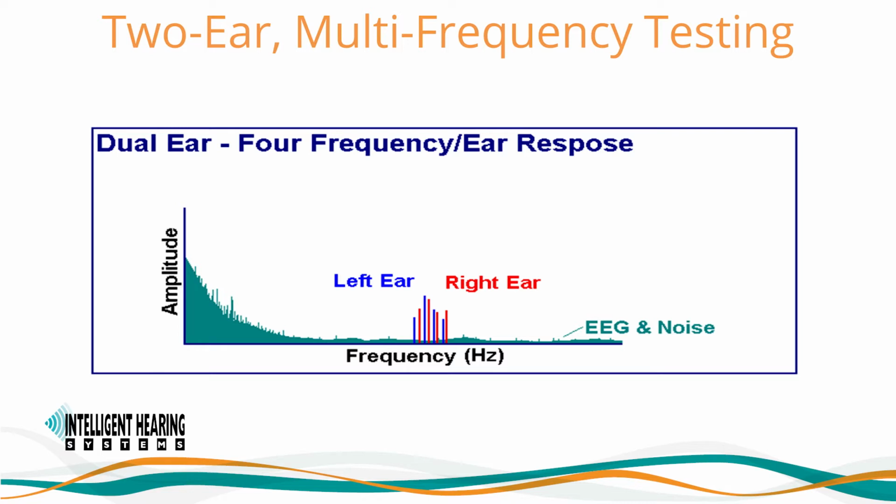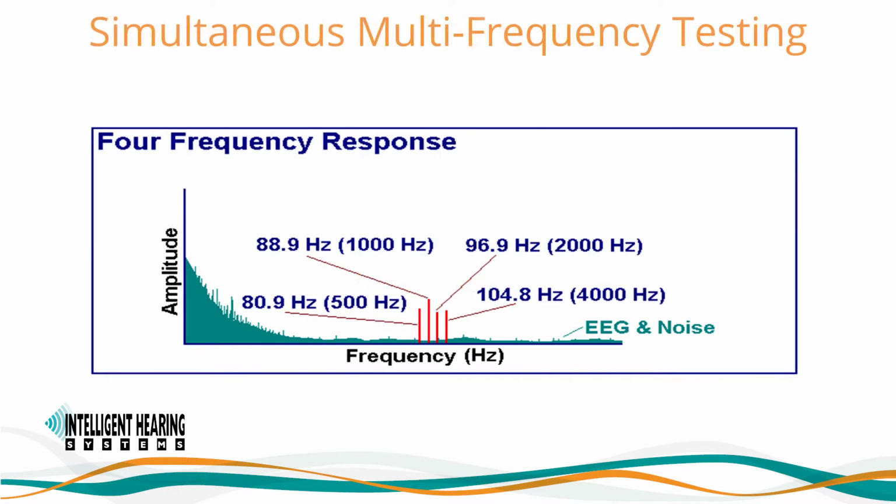Left ear responses are displayed here in blue, while right ear responses are displayed in red. Each carrier frequency will generate a response at the modulation frequency. The frequency analysis seen here shows 4 carrier frequency responses for the right ear, each one in red. Response determination is conducted the same way as when using a single frequency, by measuring the amplitude and noise for each frequency at the corresponding modulation frequency.